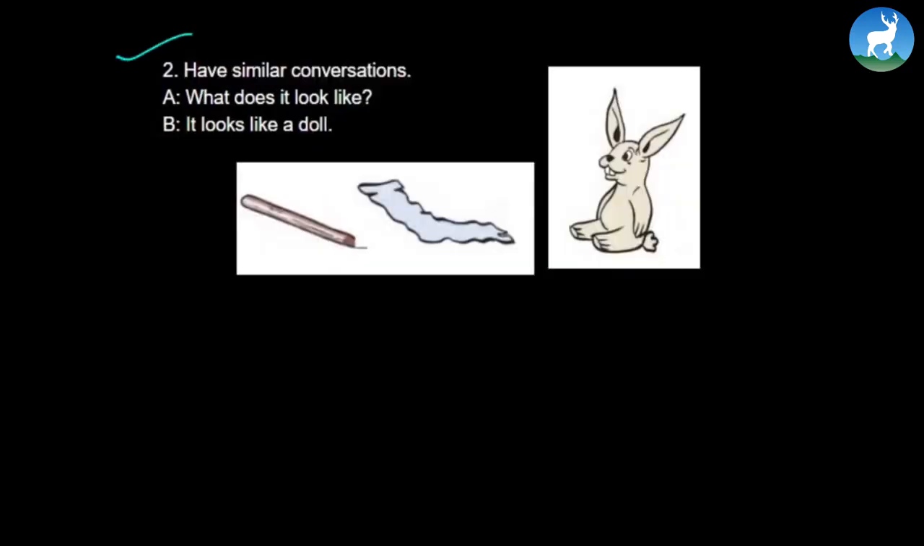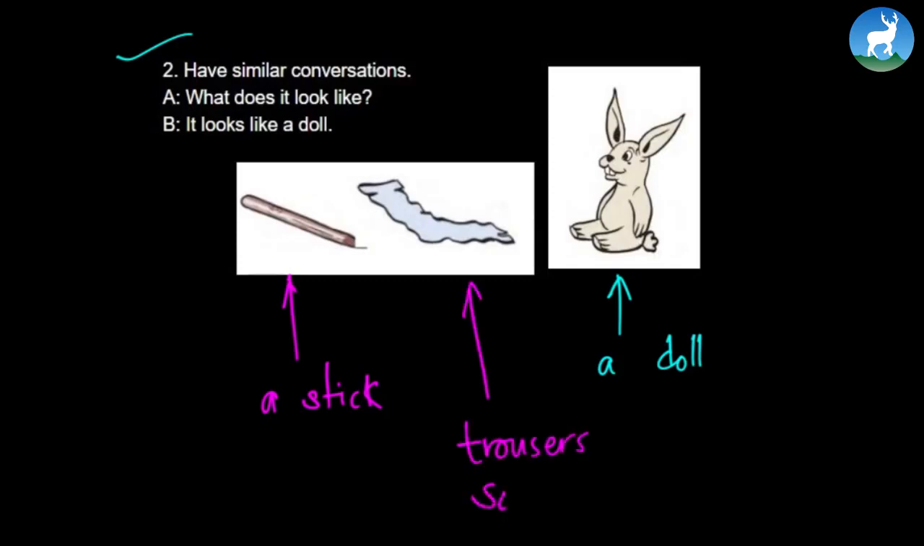Now let's have similar conversations. What does it look like? This object, what does it look like? It looks like a doll. How about this one? What does it look like? It looks like a stick, maybe. And how about this? What does it look like? It looks like trousers or maybe socks.